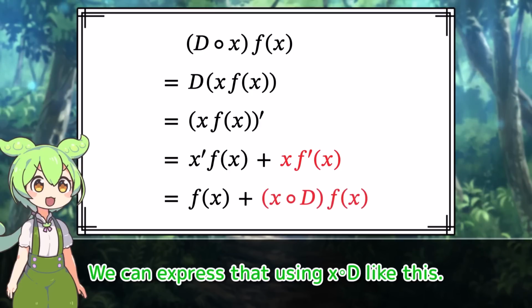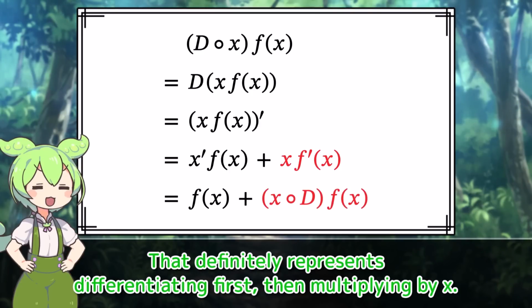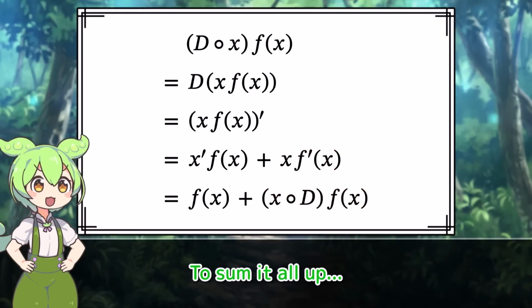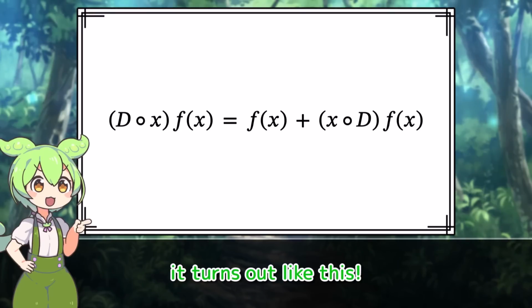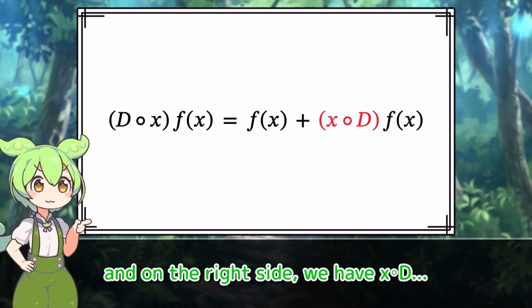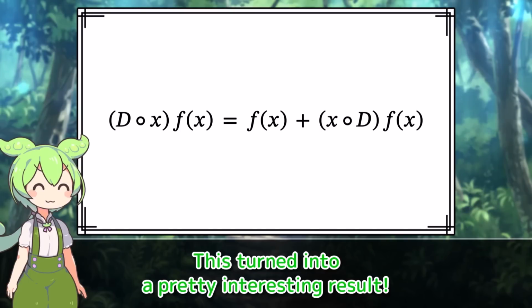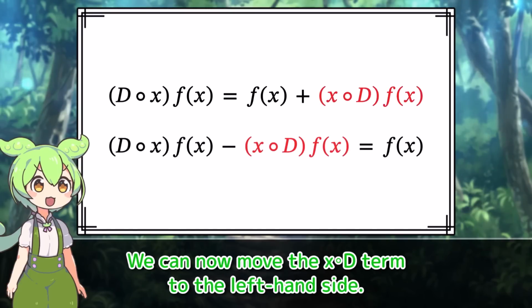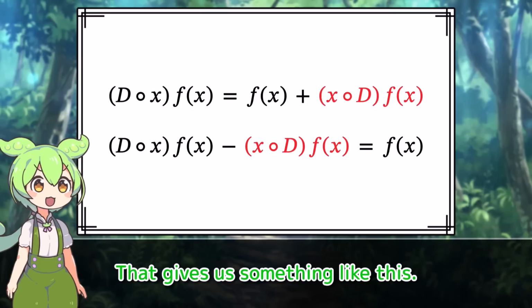We can express that using x of d like this. That definitely represents differentiating first, then multiplying by x. To sum it all up, it turns out like this. On the left side we have d of x, and on the right side we have x of d. This turned into a pretty interesting result. We can now move the x of d term to the left-hand side. That gives us something like this.